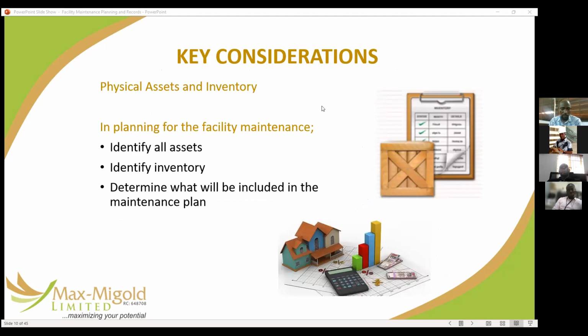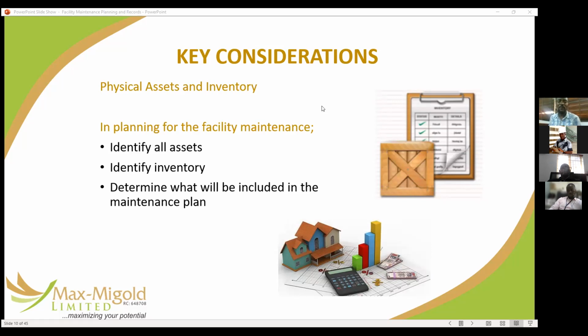Then the key consideration, one, physical asset and inventory. You need to differentiate between an asset and inventory. So in order to save you a lot of time, you don't draw up a maintenance plan for inventory, because your inventory, in terms of facility maintenance, is more or less like the spare parts you're going to use in carrying out your maintenance. Possibly your contactor, your gear, your grease, your engine oil, your refrigerant gas, your tools and all those stuff. Those are more or less your inventory.